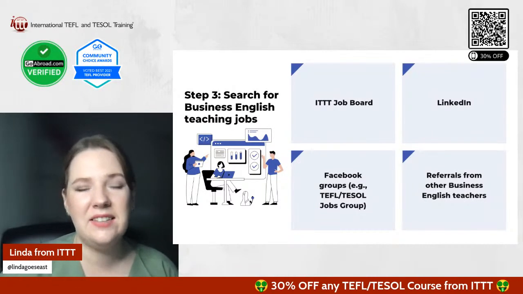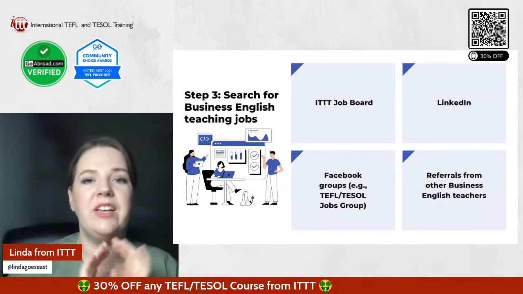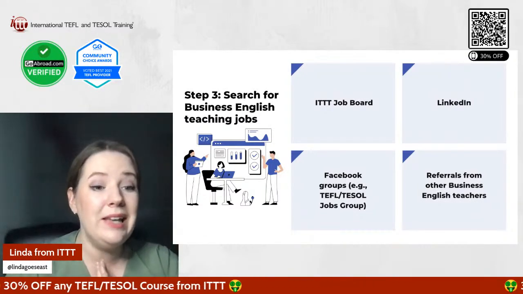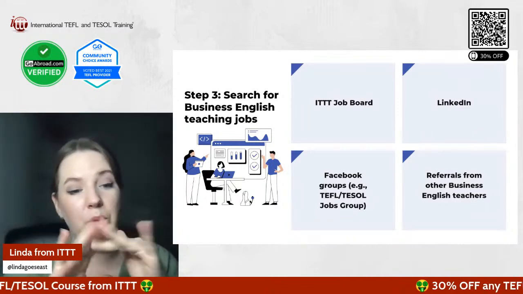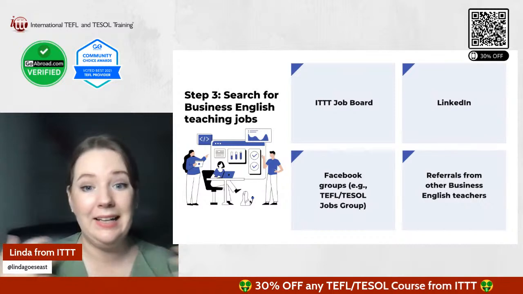So this is done internally first, right? Or informally first in the Facebook groups via the teacher who's leaving. And then if they don't find anyone there, they go to places like the official job boards and LinkedIn and all that.